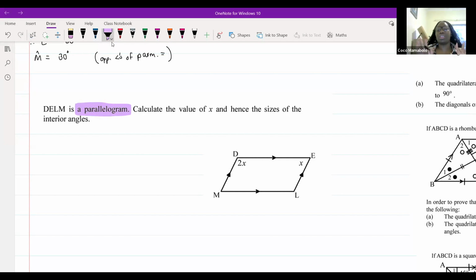I want you guys to go ahead and use the properties of a parallelogram to figure out what X is equal to. Oh, X and 2X, guys. I'll give you some time. When you're ready, pop your favorite emoji in the chat.